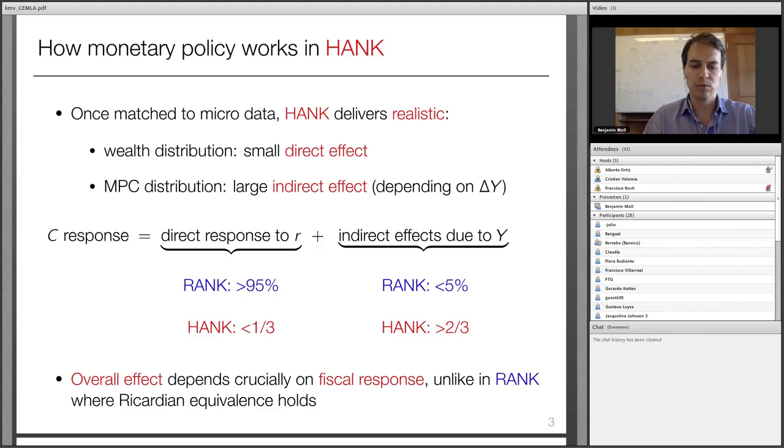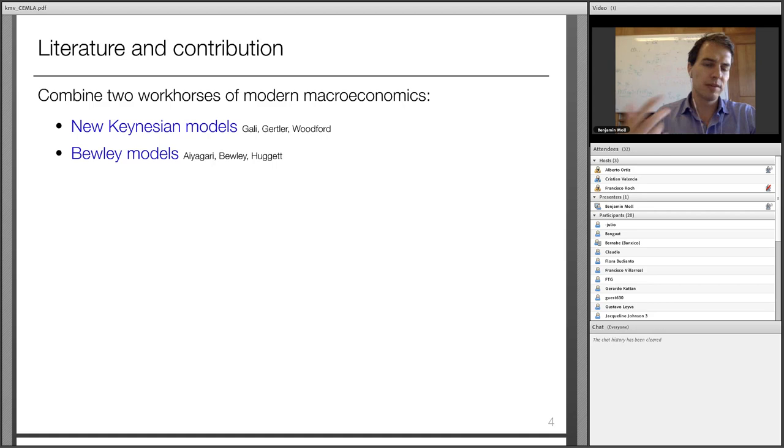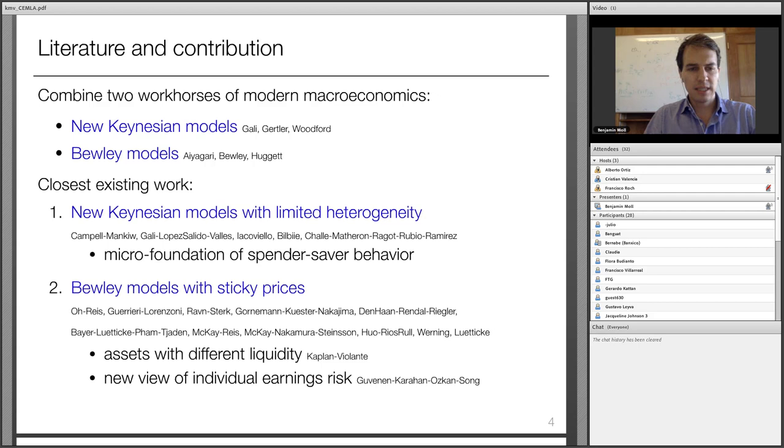Okay. So let me briefly talk about the literature, very briefly. Obviously, we combine two workhorse models of modern macroeconomics. The first one is New Keynesian models, and the second one is Bewley models. More specifically, there are two strands of the literature I want to highlight. The first one is New Keynesian models with some form of limited heterogeneity.